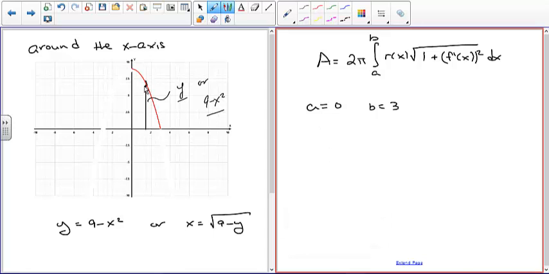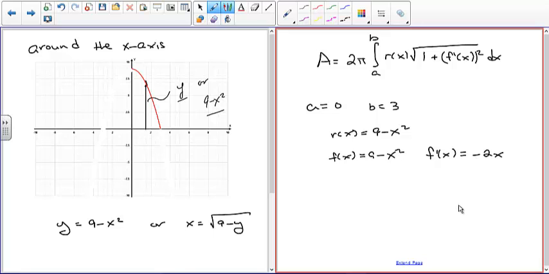Now, this radius can either be the y coordinate, it can be y, or it can be the x representation of y. Okay, so we're going to do the x representation of y. So we're going to say r of x is equal to 9 minus x squared. That's the equation for this curve. f of x is also equal to 9 minus x squared. So to calculate the surface area, we need r of x, which we have, and we need f prime of x, which is equal to negative 2x.